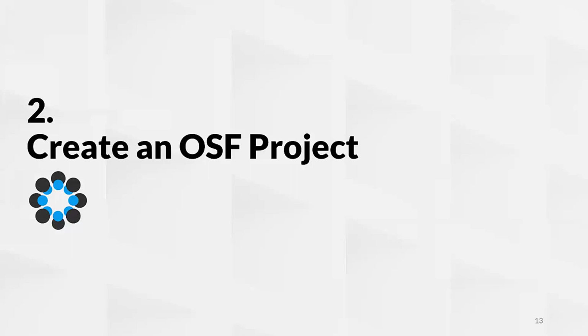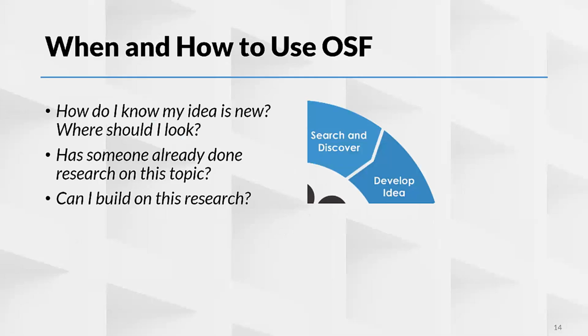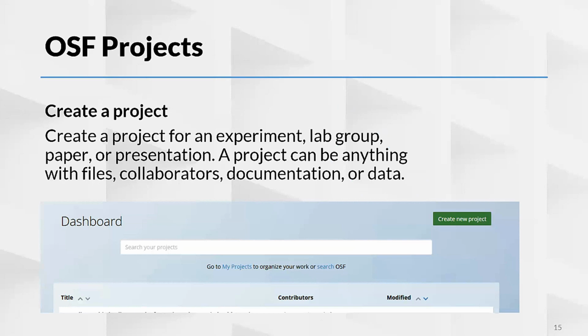So once you've done that, you've got an account ready. It's totally great. Now you're interested in making a project. A project is for an experiment or a lab group, or you're working on a paper or presentation. A project can really be anything you can even think of. A project can be anything with files, collaborators, documentation, or data, right?